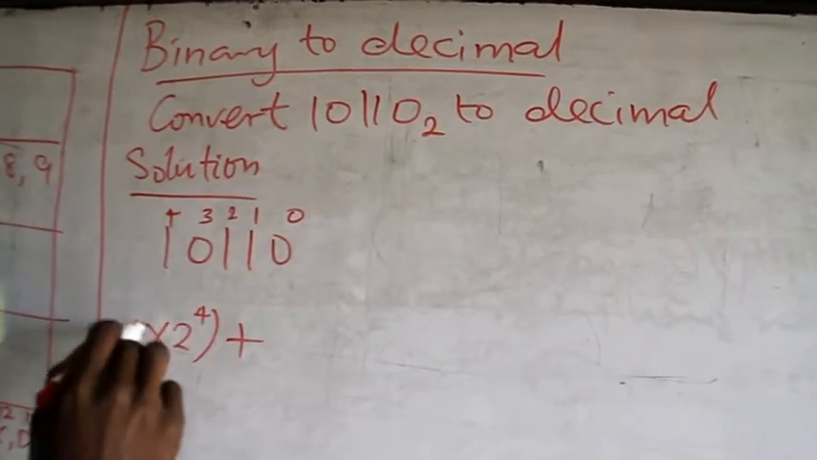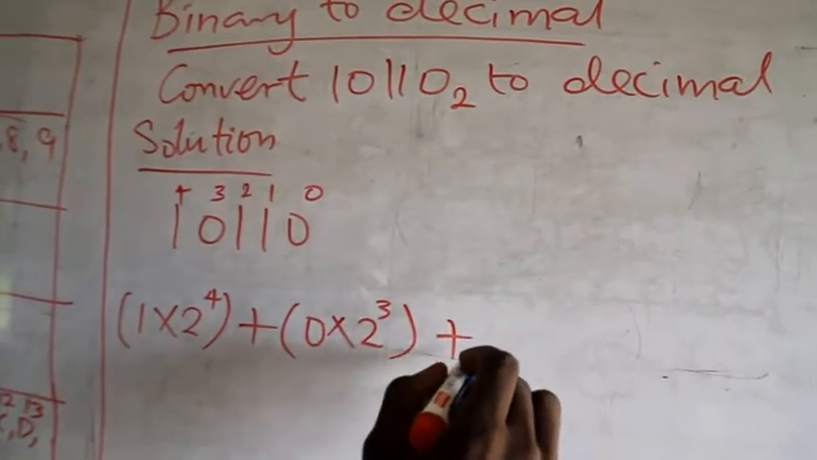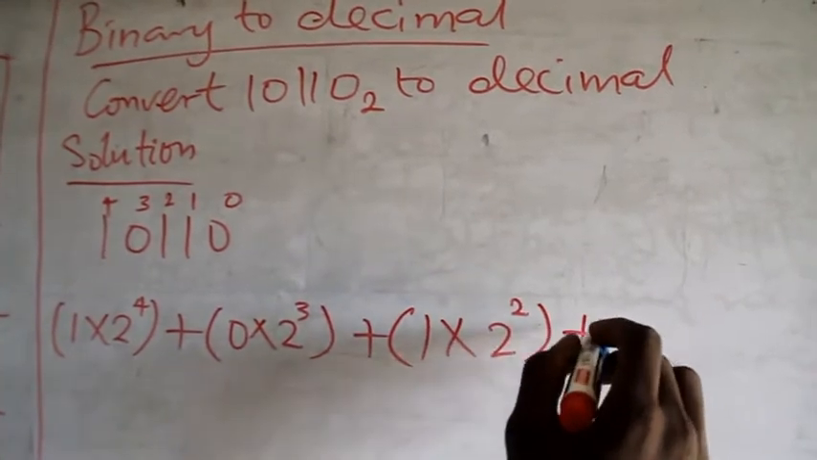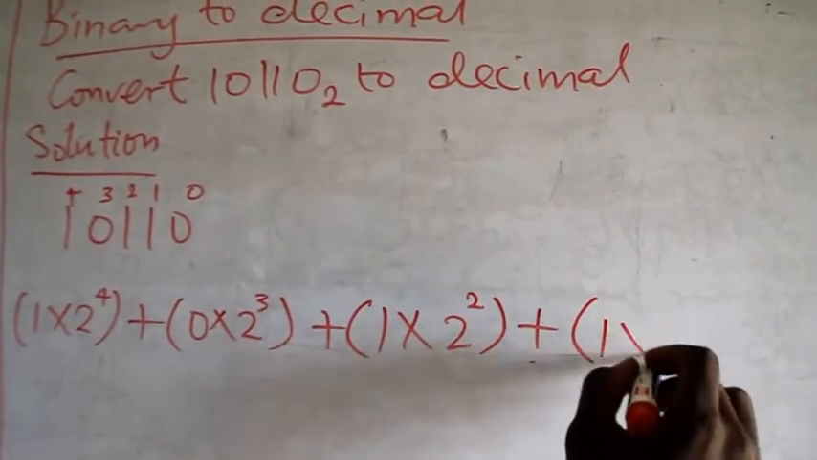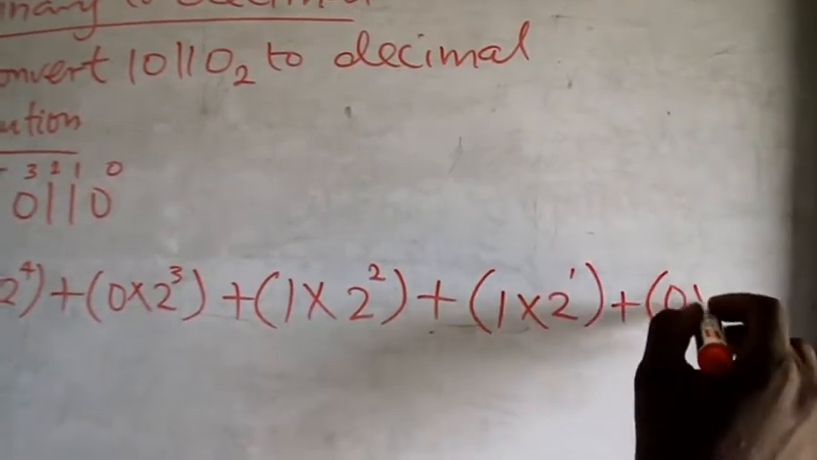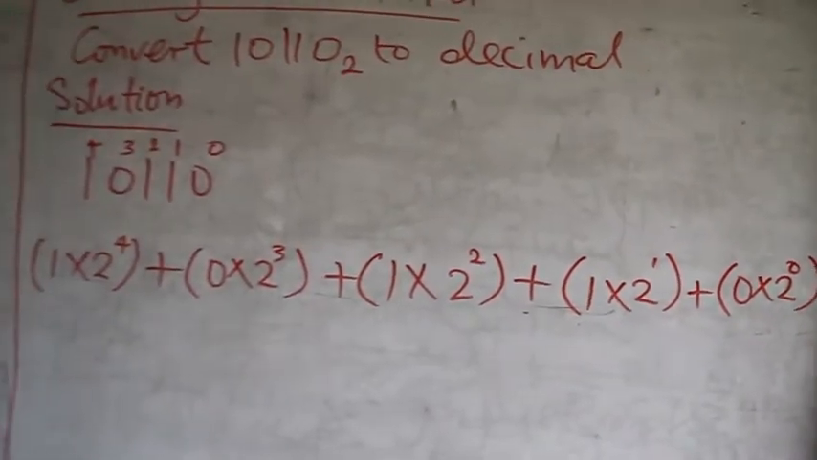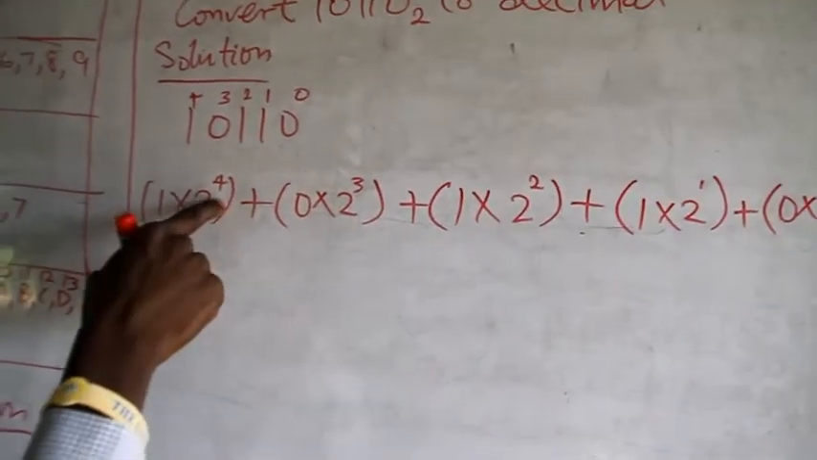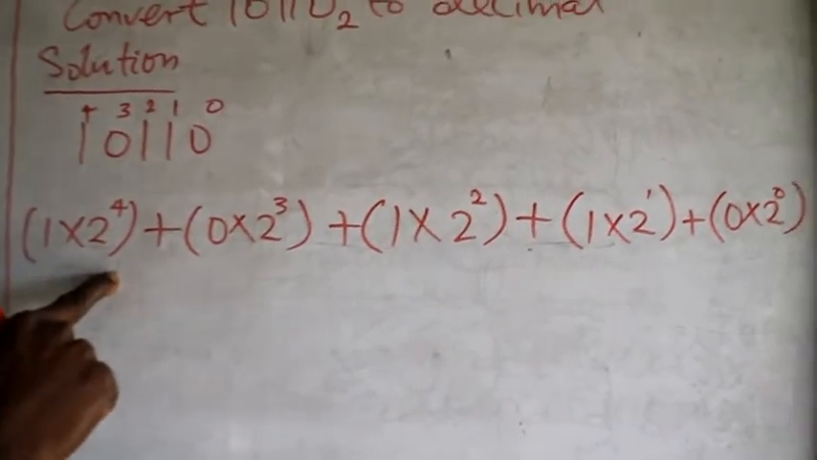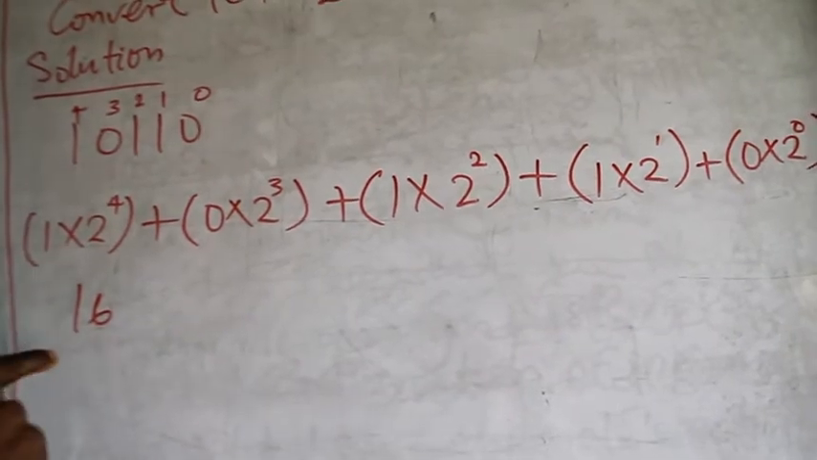Plus, put that into brackets, then 0 times 2 raised to power 3, plus 1 times 2 raised to power 2, plus 1 times 2 raised to power 1, plus 0 times 2 raised to power 0. After that, the next thing we do is multiply this out. 2 raised to power 4 is 2 times 2, which is 4, times 2, which is 8, times 2 again, which is 16. So we have 16 here. 16 times 1 is 16.